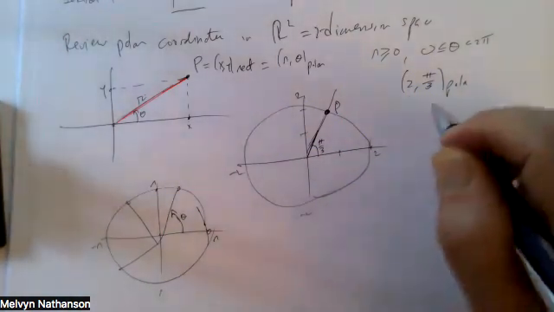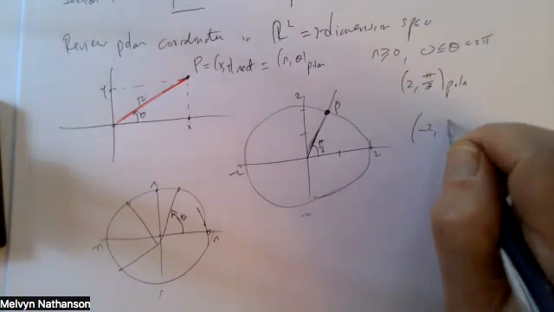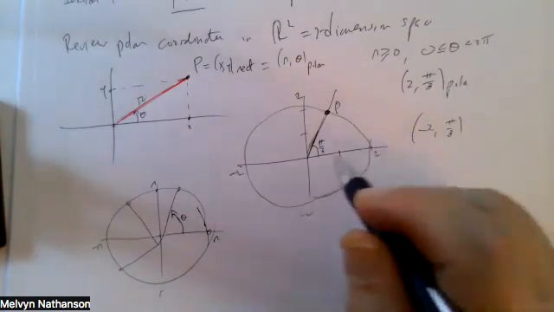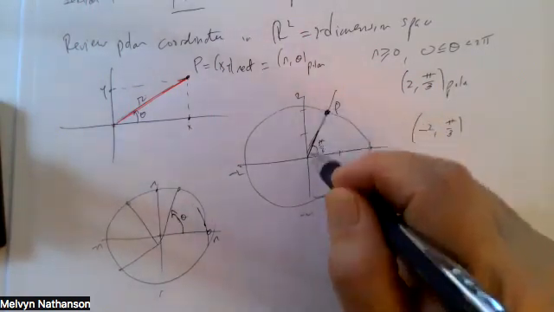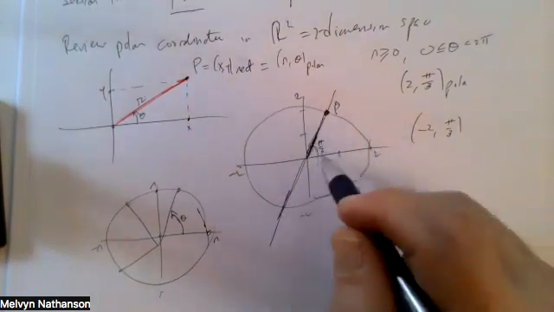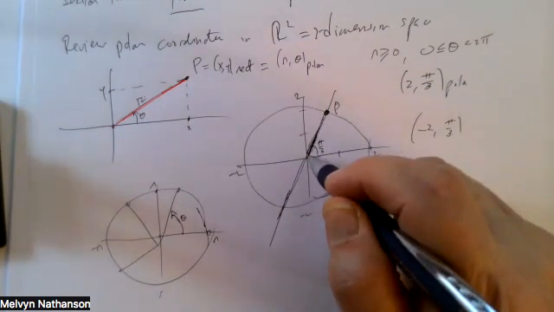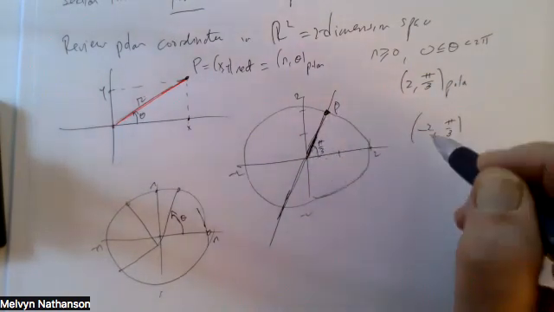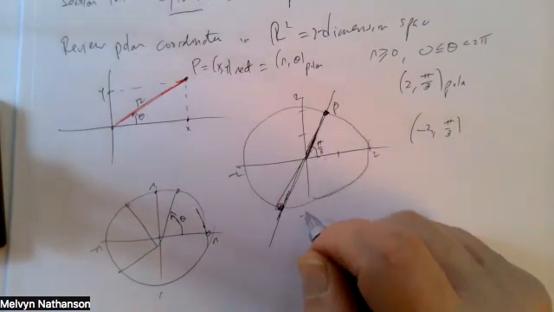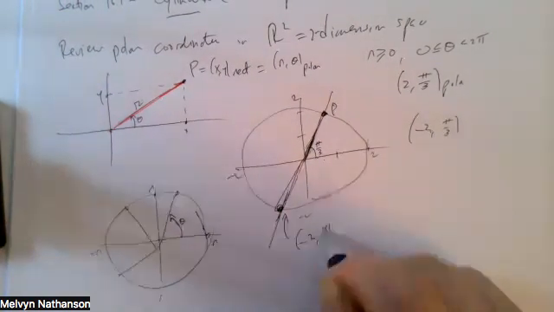Now, it does make sense to ask about the point with polar coordinates minus 2, pi over 3. So the way you interpret that is you take the ray through the origin that makes an angle of pi over 3 with the positive x-axis. Instead of going 2 units in the positive direction, since you have a minus 2, you go 2 units in the negative direction. So this point would have coordinates minus 2, pi over 3.